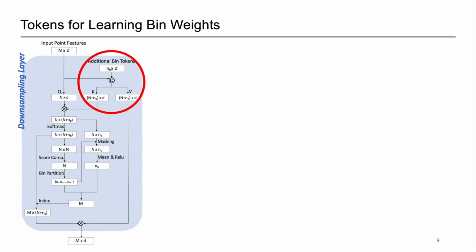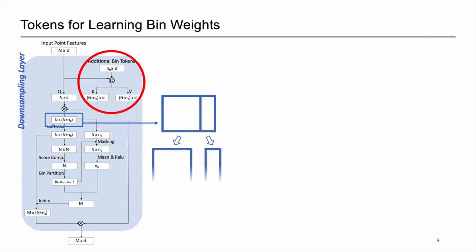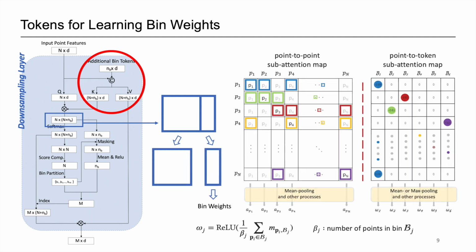Inspired by other methods that also used additional tokens, like BERT and ViT, we introduce additional bin tokens specifically for learning bin sampling weights. Bin tokens are initially concatenated with the input pointwise features for key and value. Subsequently, the combined features are subjected to a cross-attention with the original pointwise features, which is the query. Afterwards, the attention map is split into two parts: a point-to-point subattention map and a point-to-token subattention map.